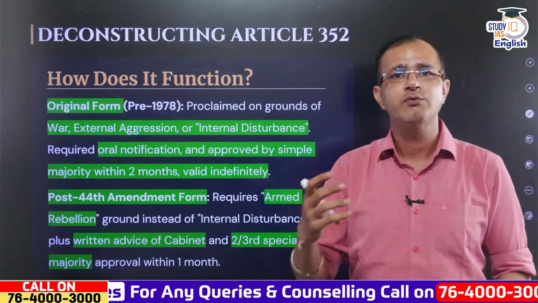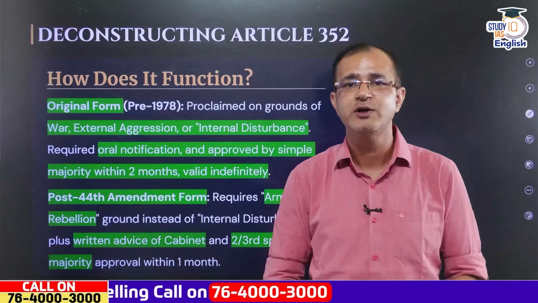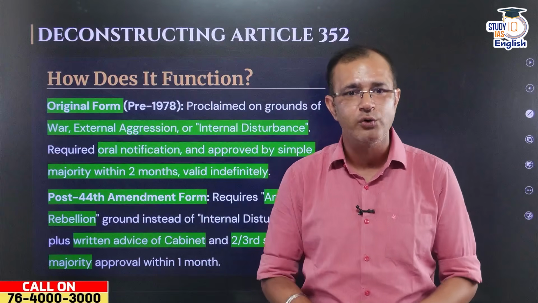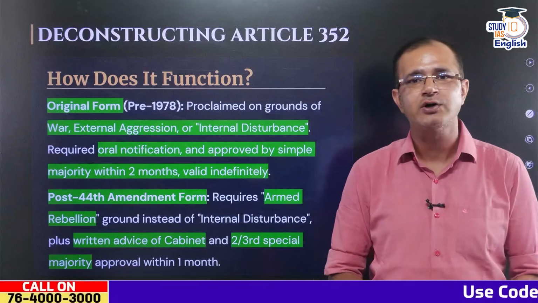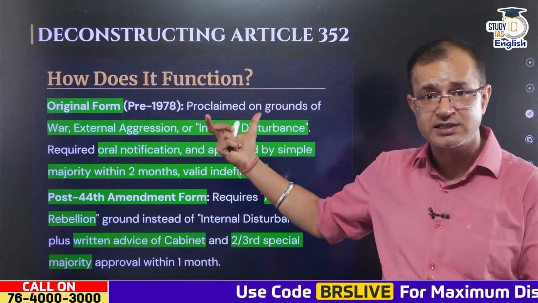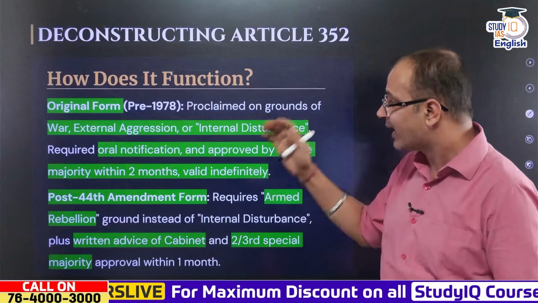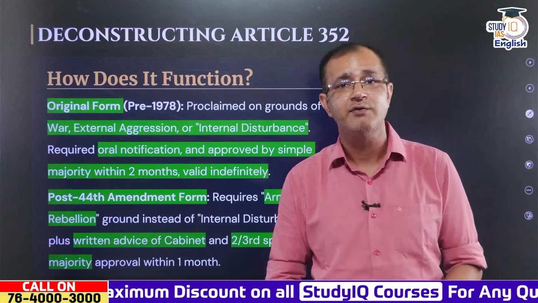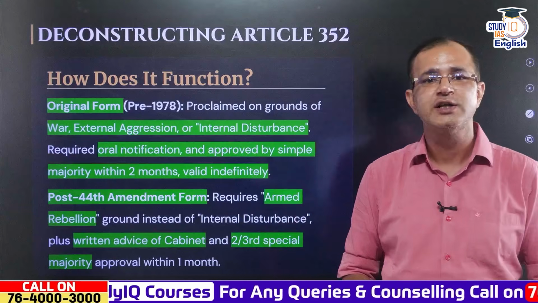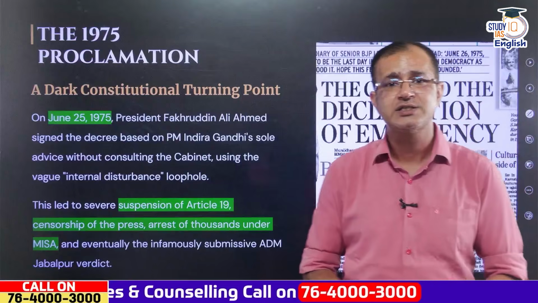And also, the approval was by simple majority within 2 months. And when it came into force, the emergency was valid indefinitely until it had been revoked. Now, after the 44th Amendment Act of 1978, the term internal disturbance was removed and replaced by armed rebellion. And there are other safeguards that were included, that include the written advice of the cabinet and the 2/3 special majority approval by the parliament, that has to be done within 1 month itself.